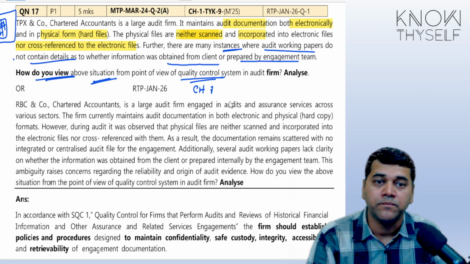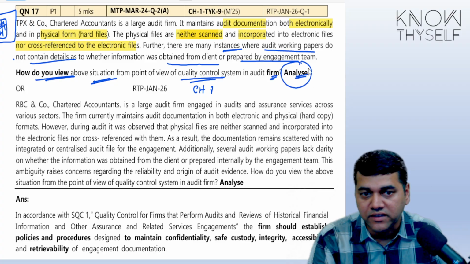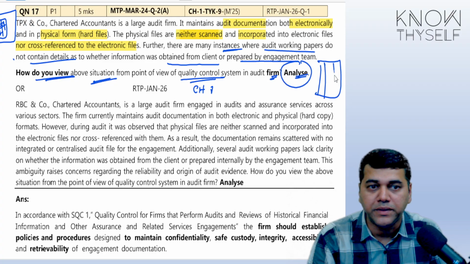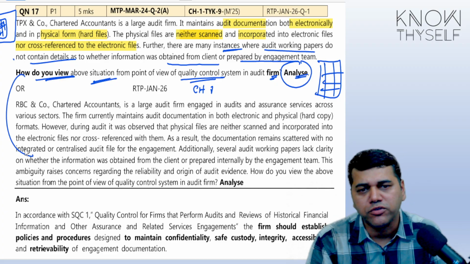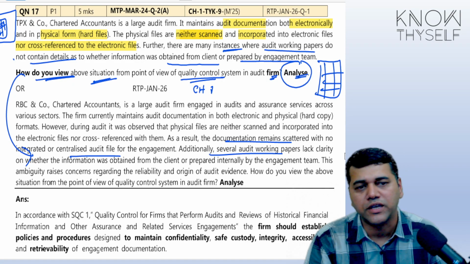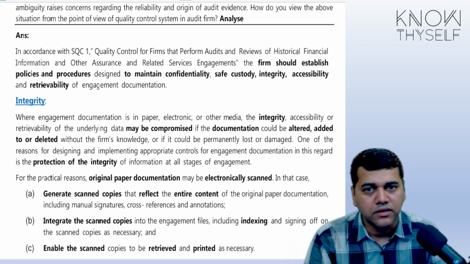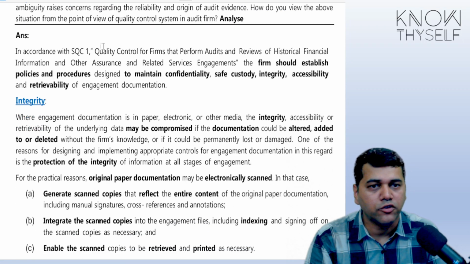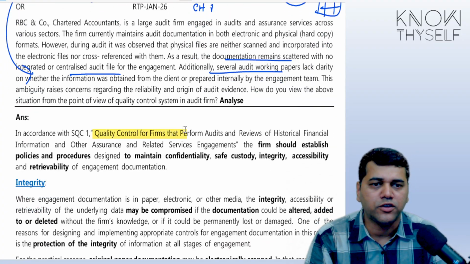Okay, chapter 1, in the audit, analyze. See, when they use the word analyze, you have to break this into pieces. That means there are some components to the question. And in RTP also they have asked a similar question: documents remain scattered, not centralized, no audit working papers, lack of clarity, etc. Now you are going to say here SQC1. Are you supposed to quote here? No, they didn't tell you, but anyhow, you are going to quote as per SQC1.